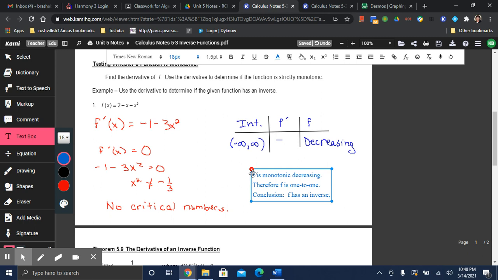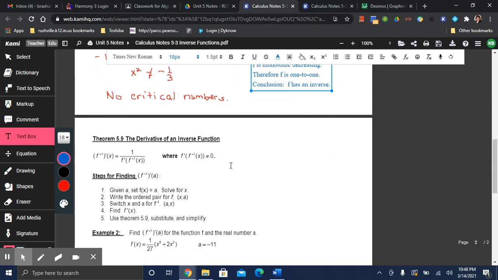Now, if we had critical numbers, we would have more rows in the table. And if you find that f changes from decreasing to increasing or vice versa, then f is not 1 to 1 and would not have an inverse. So that's one way that you could be asked to use calculus in determining whether or not you have an inverse function.